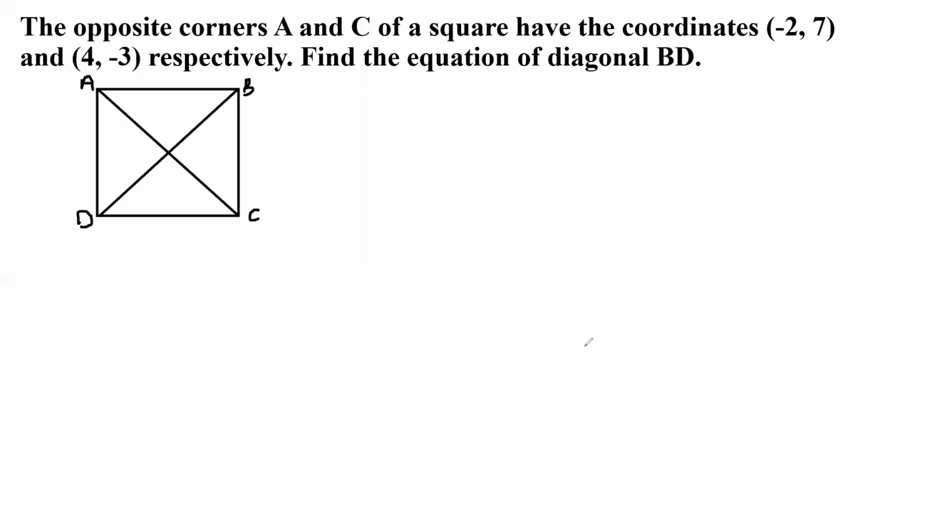Okay, here we are going to find the equation of diagonal BD. Before we find the equation of diagonal BD, let me tell you something about the square. Just remember that in a square, diagonals always bisect each other at a right angle.